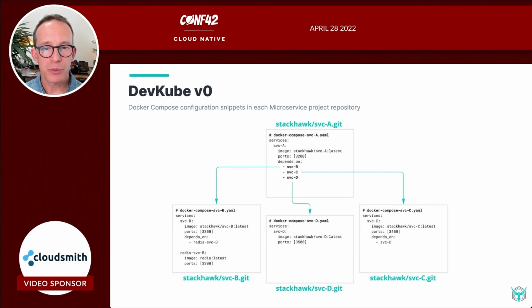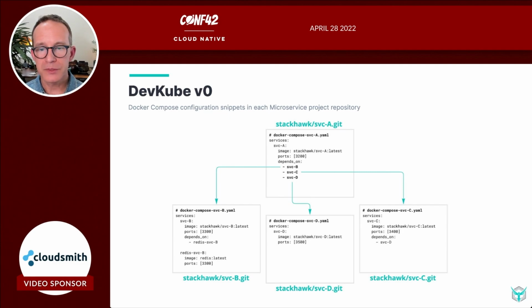Then if you go to the other projects for service B and service C and service D, you'll find similar Docker Compose files. And those might define local dependencies, like some of our projects require a database or a Redis store or something. Those can be defined in their own Compose files as well. But we can also say that they depend on other microservices.